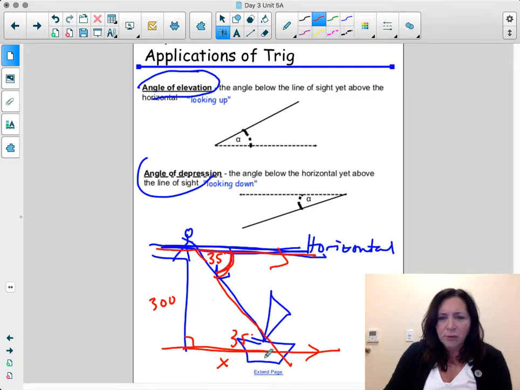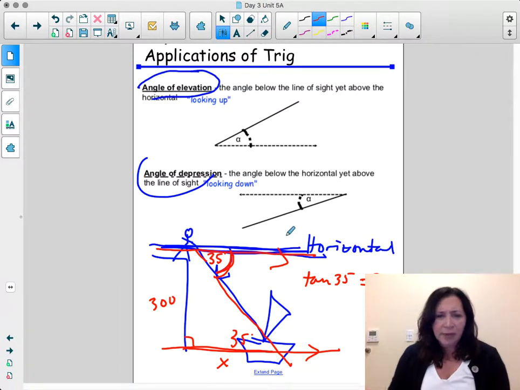So when you're doing something like this and you want to find this, you would say tangent of 35 is equal to opposite, which is 300, over adjacent, then solve for x. Now you know how far the boat is away from the bottom of the cliff.